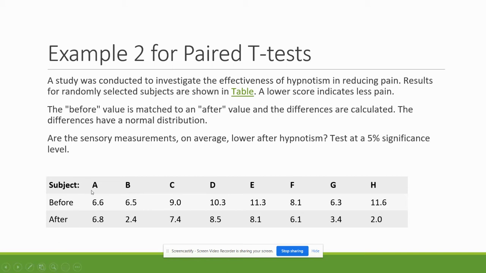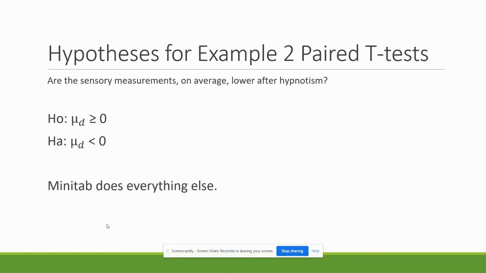So subject A's before score was 6.6, their after score was 6.8. And remember, a lower score means less pain. So they're trying to see if hypnosis will help lower their pain level. All right. And the hypothesis for this, it wanted to know if it was going to lower the pain. So I'm going to use the less than sign. So I believe that hypnosis is going to lower the pain level. So my null is the mean difference is greater than or equal to 0. The alternative is the mean difference is less than 0.